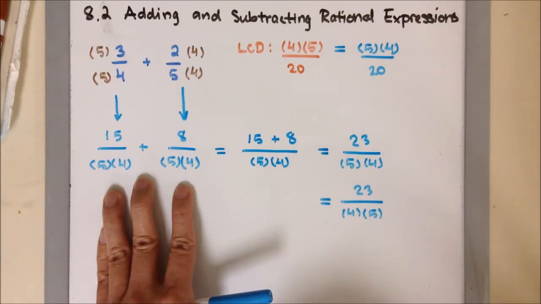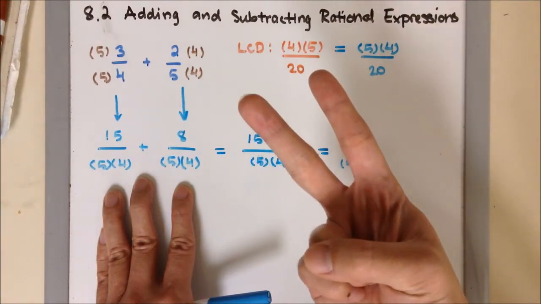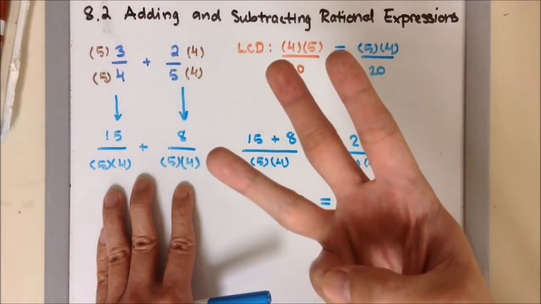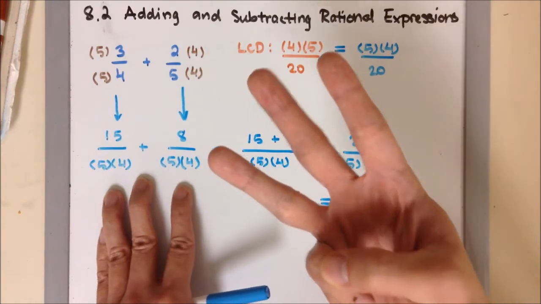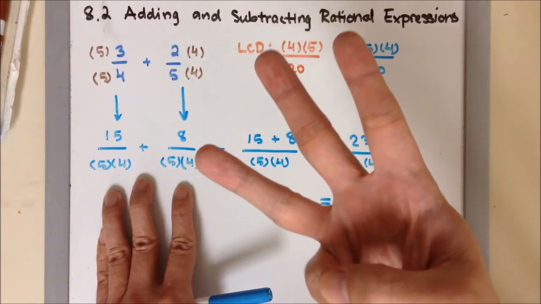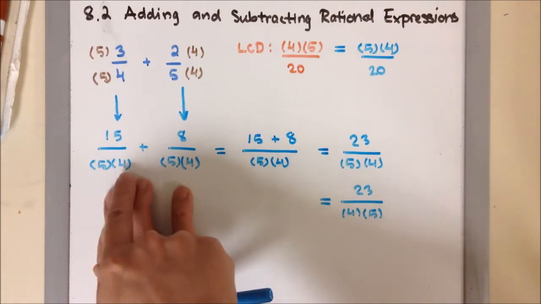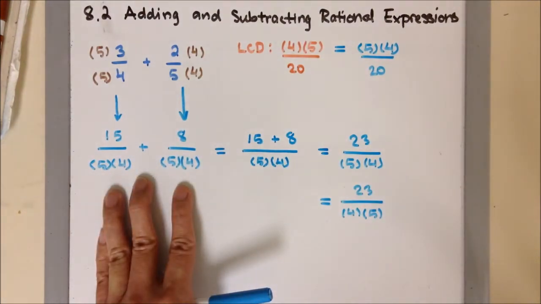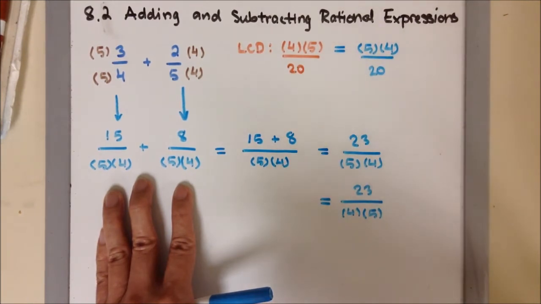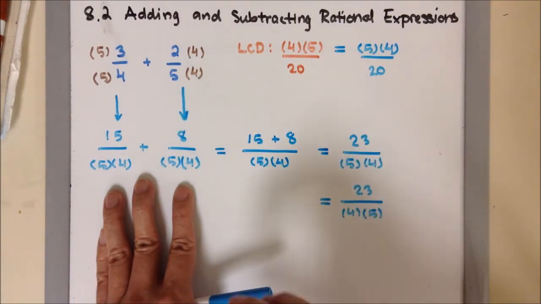Again, as I stated in the previous section, a factor can be a single number, a single variable, or a number with a variable. So those are the three types of factors. Here we just have two numbers that are our factors. Make sure to be familiar with all three types, because when we're adding or subtracting rational expressions, you can have a combination of those types altogether.